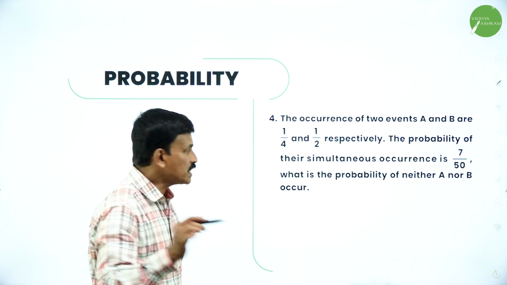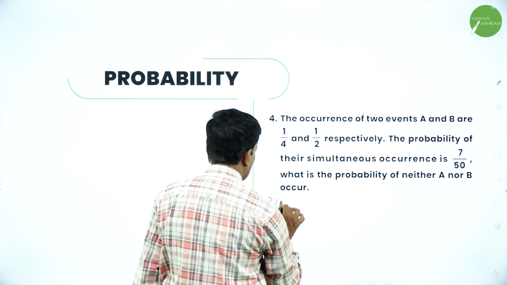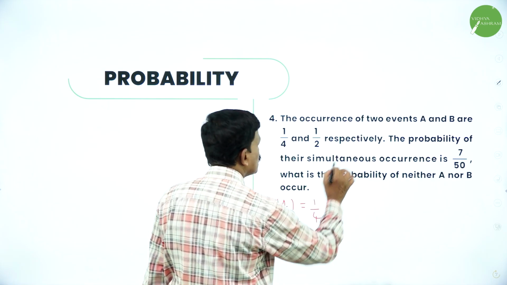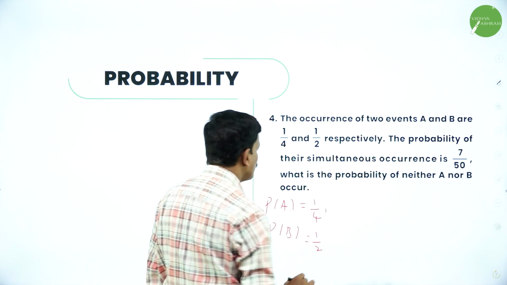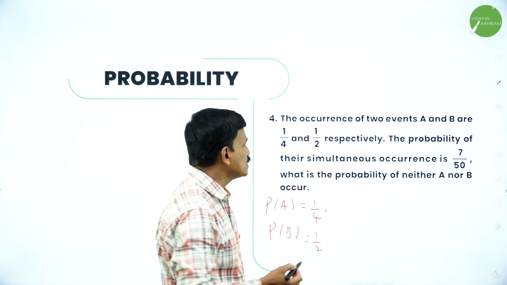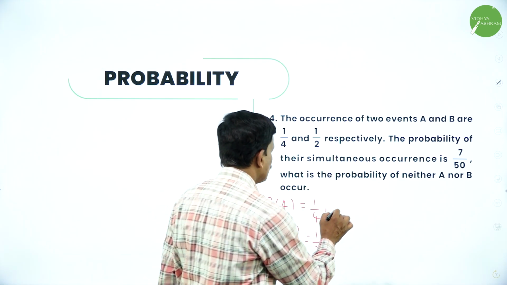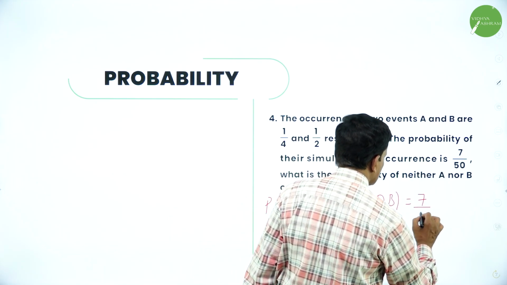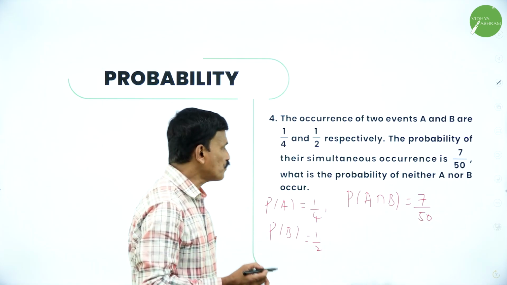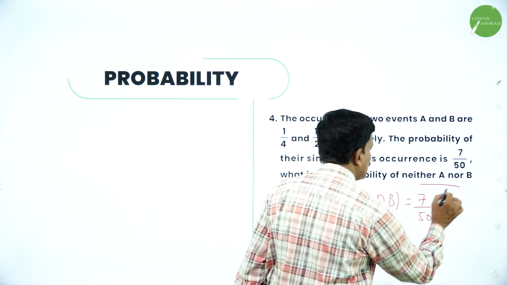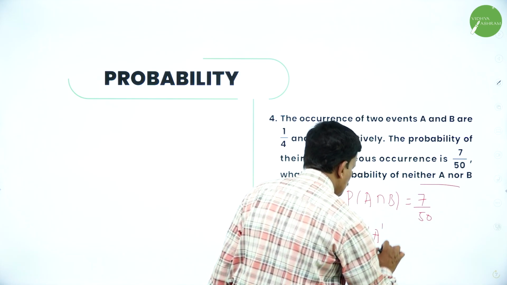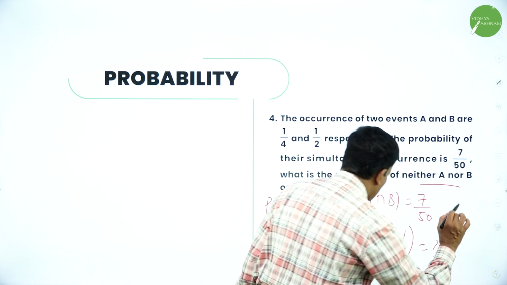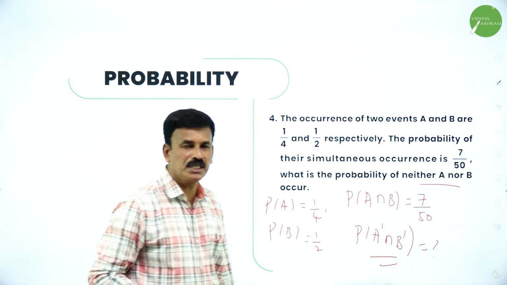Okay. Now listen, what is given here? The occurrence of the events. So probability of A is given, that is 1/4, and the occurrence of event B, that is probability of B, is given as 1/2, and the simultaneous occurrence of A and B is given, that is probability of A intersection B, equal to 7/50. Then what is to be found? The probability of neither A nor B. Neither A means A dash, nor means intersection, B dash. So probability of A dash intersection B dash is to be determined.